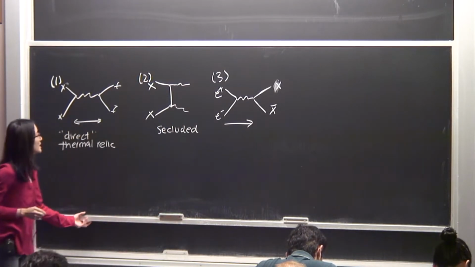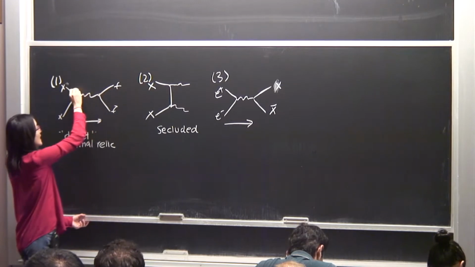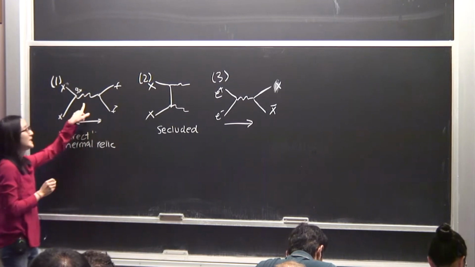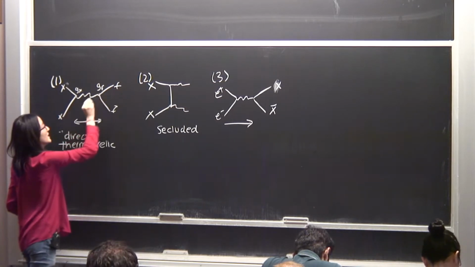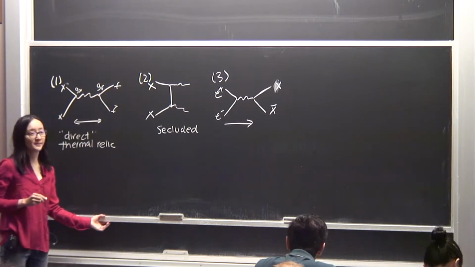And so I was going to use the notation as last time that anytime I have a coupling of the mediator with dark matter, it's just called GX. And if I have a coupling of the standard model with the mediator, it's GF.